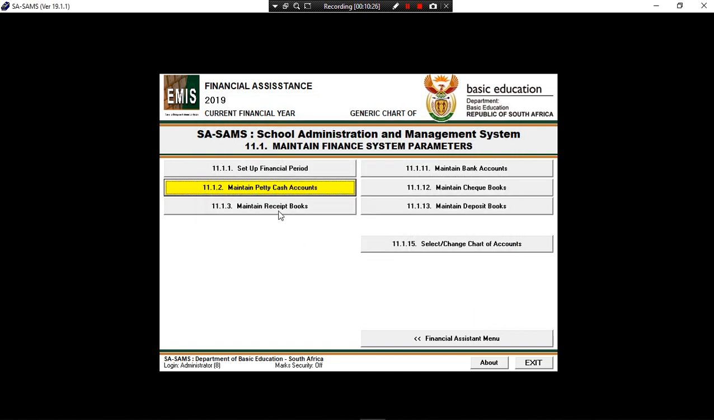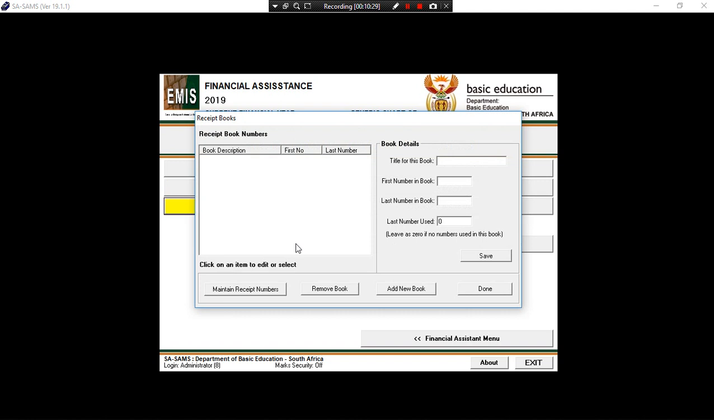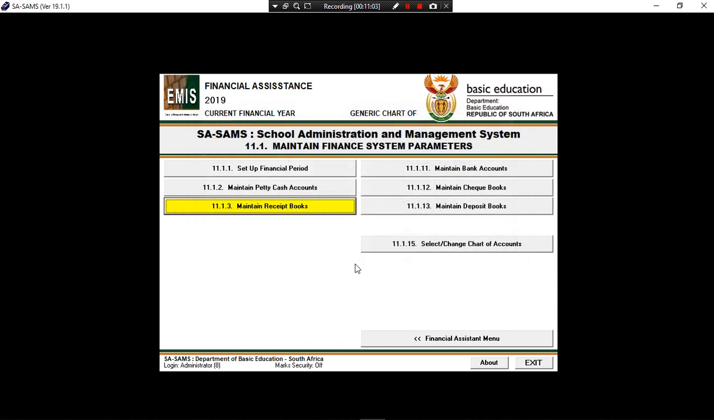Now we maintain our receipt book. We get in there, we add our receipt book, we simply name it receipt book 1, similar to our deposit book 1. So our receipt book, the first receipt is number 1, the last one is 1000. The last number used is a 0 because we want our first receipt issued to start at 1. Then we say yes. There you have your receipt book done.